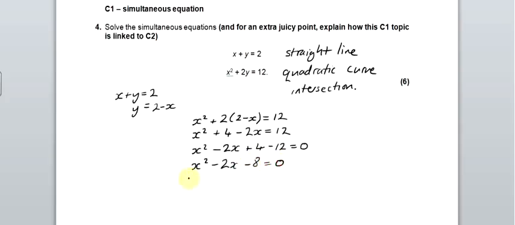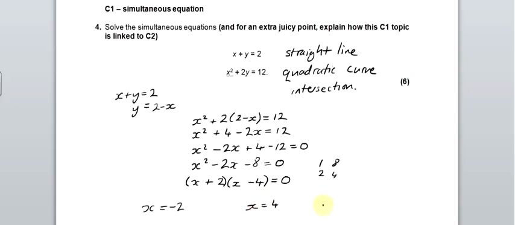And the first thing we're going to do is try and factorise it. Always try and factorise first, because it's much faster than using the formula, although you can use the formula if you want. And 8 gives us the options of 1 times 8 and 2 times 4, and it's going to be 2 times 4, and it's a negative 4 and a positive 2. So we have x equals negative 2 from this bracket, or x equals positive 4.